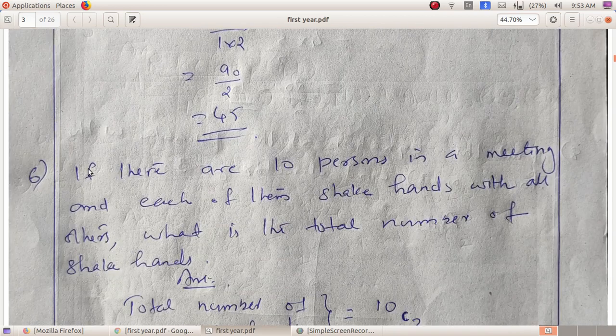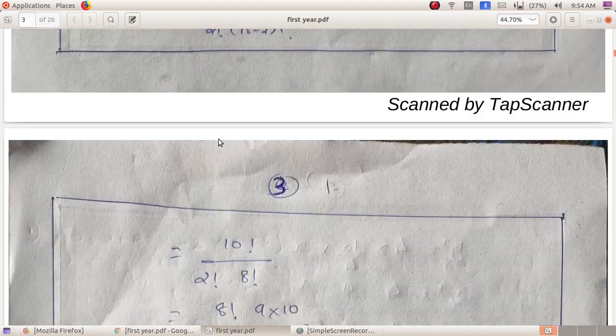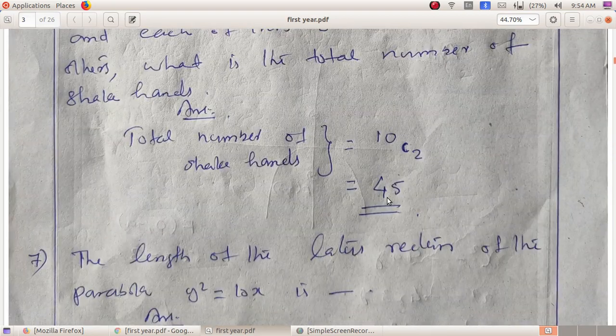Next question. If there are 10 persons in a meeting and each of them shakes hands with all others, what is the total number of handshakes? For a single handshake, there will be 2 hands. So we have to find the total number of handshakes. For that, 10C2. 10 persons are given, and 2 means for a handshake there must be 2 hands. 2 hands together give a handshake. So 10C2 is the answer. From the previous question, 10C2 is 45. So the answer is 45.